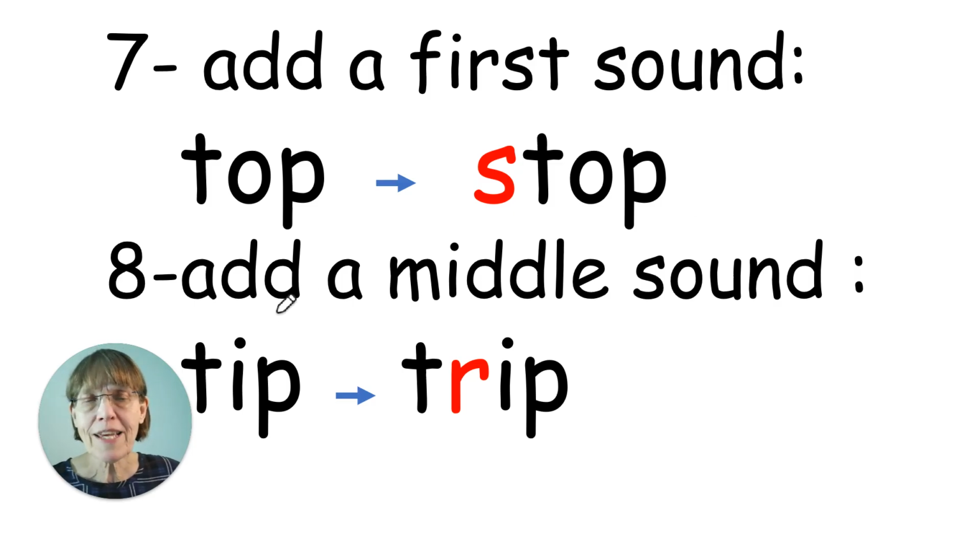And number 8, we can add a middle sound. So if we start with t, i, p, tip, we add the R sound, r, then we have a blend, tr, then we have i, p, trip. So 3 sounds to 4 sounds, with a new sound for number 2 sound.